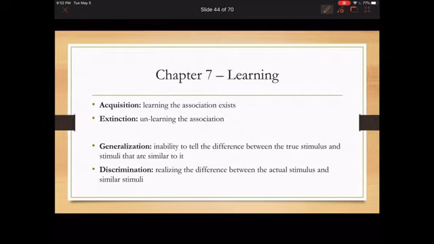If I start feeling embarrassed every time they ring either bell, whether it's the low-pitched or the high-pitched one, that's generalization. But if I only get embarrassed when they ring the lower bell, the one that actually predicts an embarrassing situation, then that's discrimination. I understand that not any bell should cause me to feel embarrassed. Only this specific tone of bell leads to an embarrassing situation.